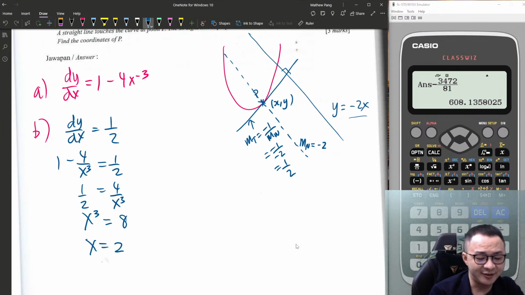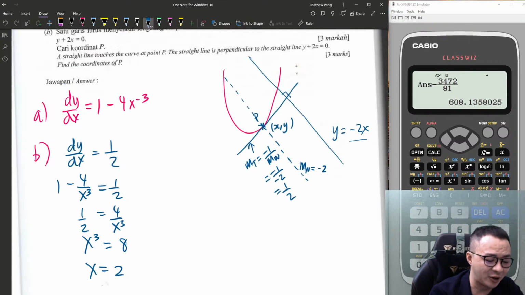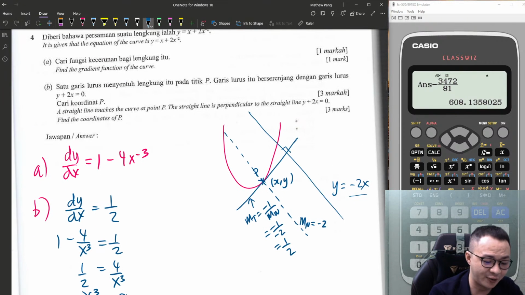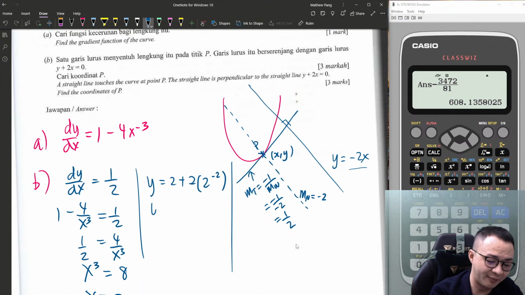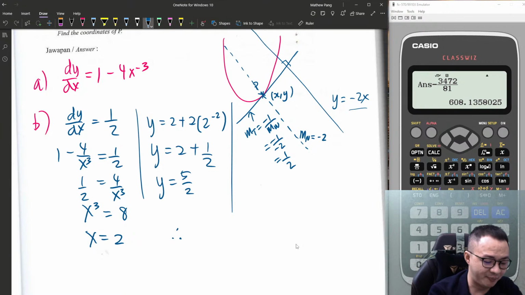After I got the x, I need to find x and y, right? Because they want a coordinate. Then I will substitute back into my y equation. So y equals 2 plus 2 times 2 to the power of negative 2. Okay, so I can get my y coordinate. You can type it in a calculator. Plus 1 over 2, right? So which is 5 over 2. Then the coordinate P is (2, 5/2).